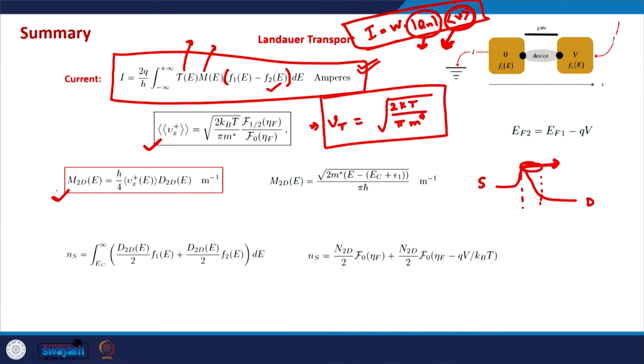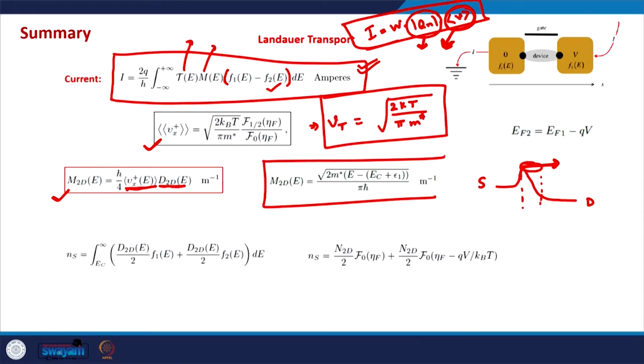So, apart from the velocity we have the number of modes in the channel, which is quite an important parameter, and this we have already derived in our general model of transport. It is given by h by 4 times the average velocity over angle, or the velocity average in the positive x direction where the average is taken over angle, times the density of states in the channel. In most of our analysis we have considered a 2D channel, and all the calculations have been done that way. But on similar lines the calculations can be done for a 1D channel or a 3D channel as well.